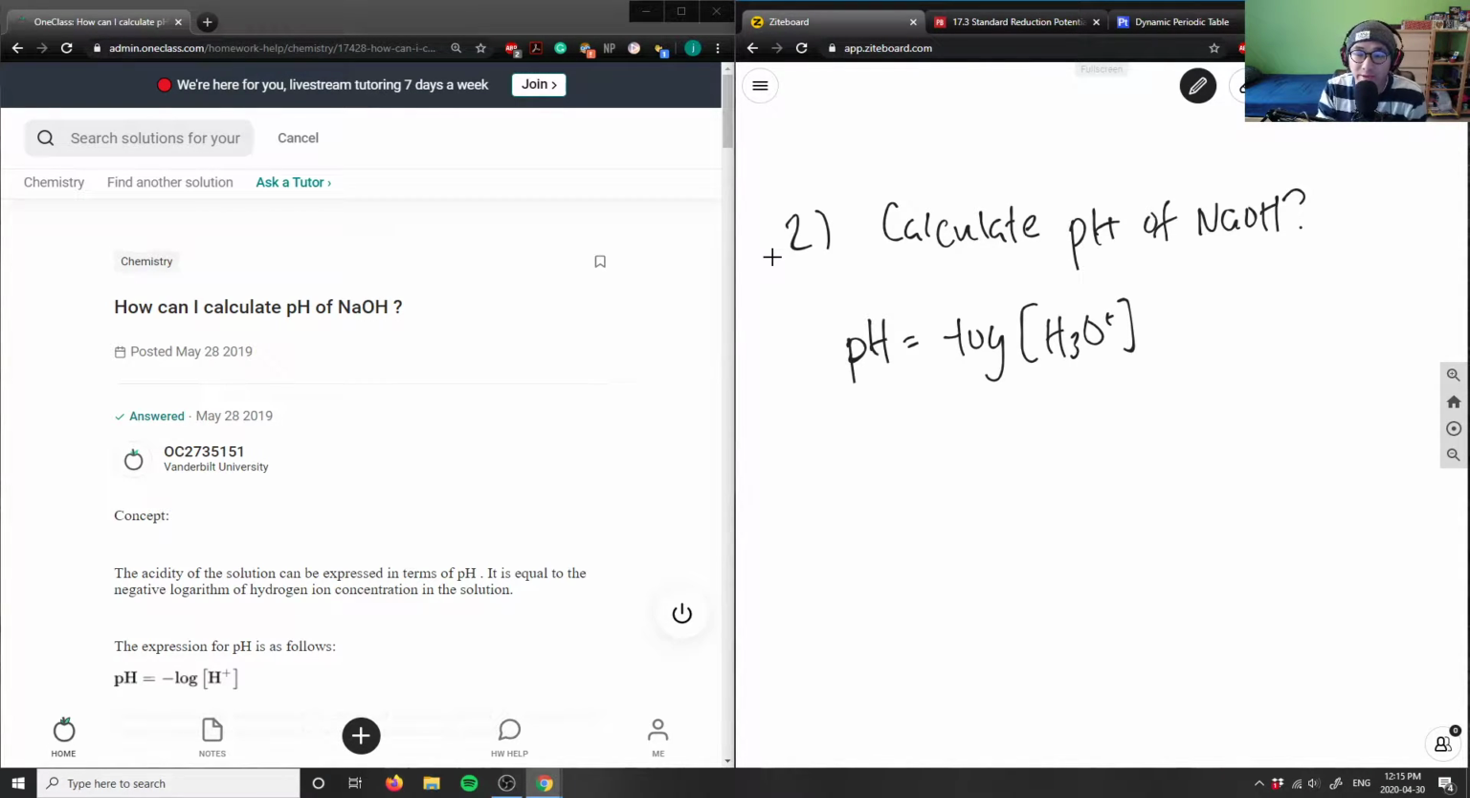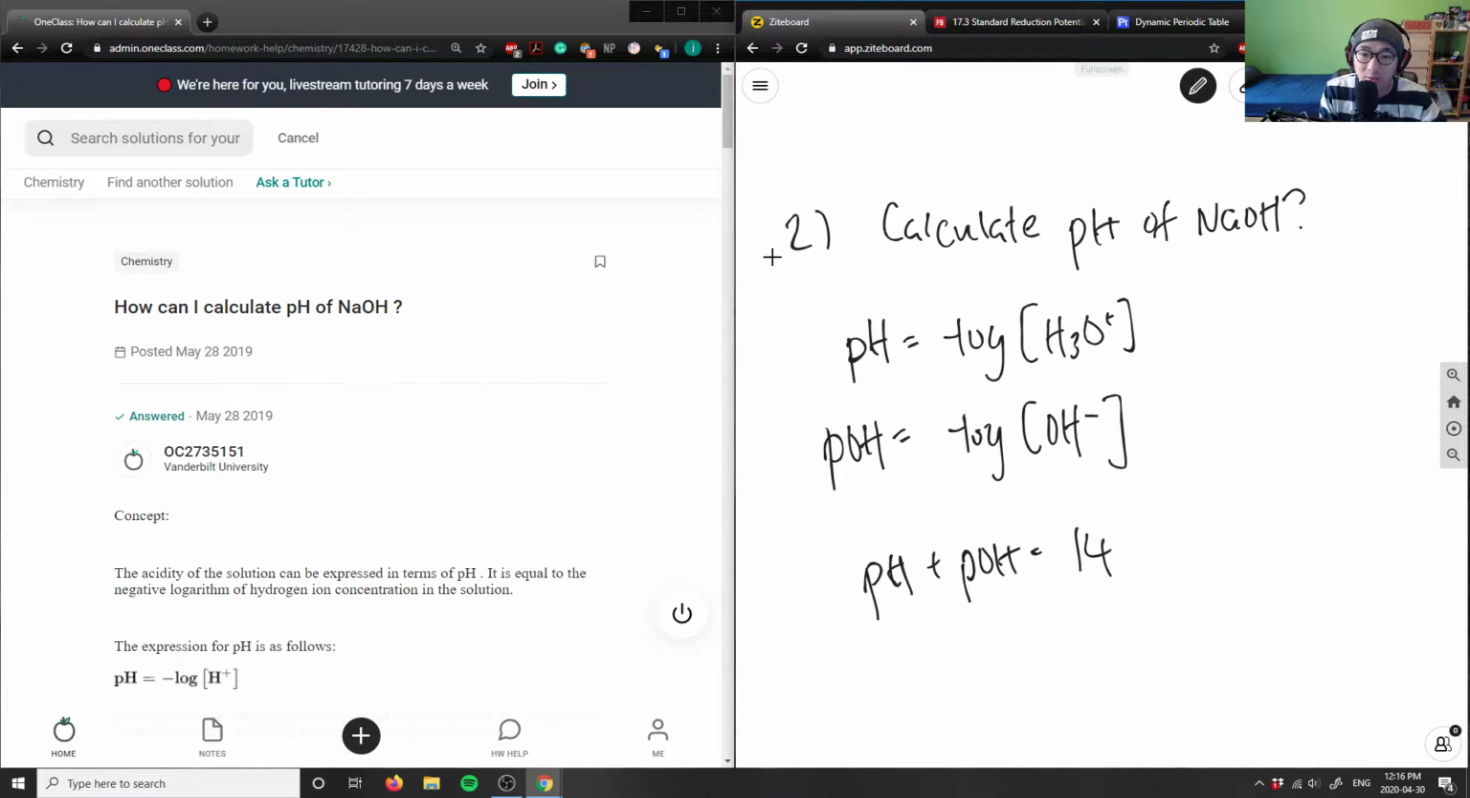However, if you have NaOH, think about this NaOH as a base, right? So it's actually not going to give you H3O plus. It's going to give you hydroxide ion, sorry. So you can use this relationship between pOH, which is negative log of our hydroxide ions, OH minus here, and then we know that pH plus pOH has to equal 14.